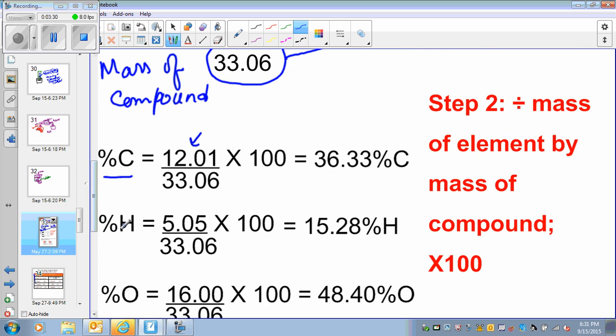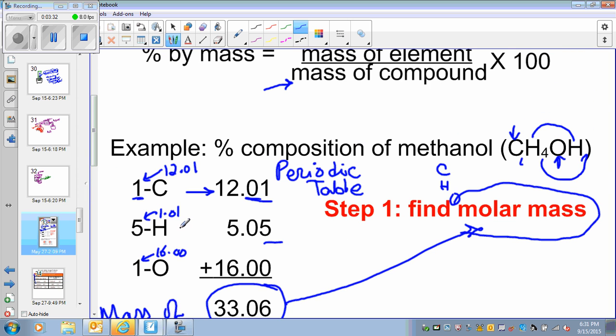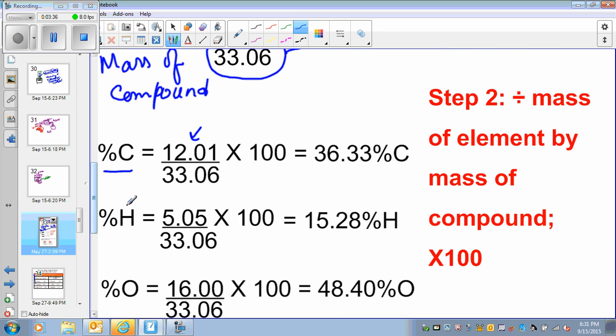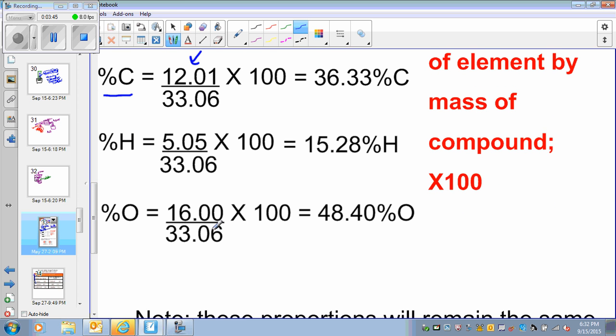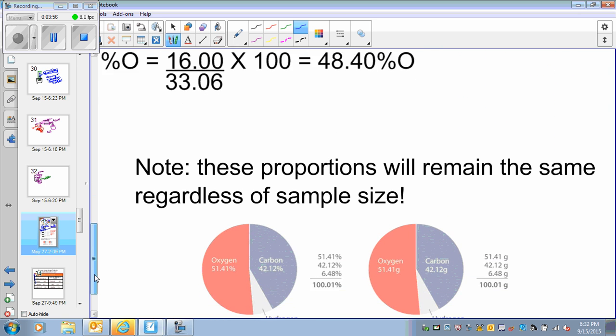To calculate the percentage of hydrogen, the mass of hydrogen was 5.05. So I take that mass of 5.05 divided by the total, the same number, multiplied by 100. And then the percentage of oxygen, same thing, mass of oxygen divided by the total times 100. So this gives me the percentage of each element present in the compound.